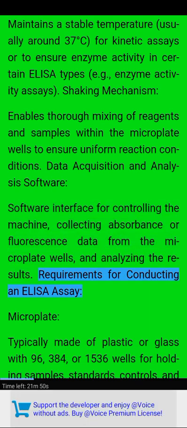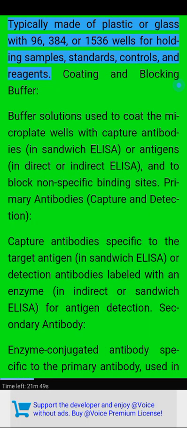Requirements for conducting an ELISA assay. Microplate. Typically made of plastic or glass with 96, 384, or 1536 wells for holding samples, standards, controls, and reagents. Coating and blocking buffer. Buffer solutions used to coat the microplate wells with capture antibodies in sandwich ELISA or antigens in direct or indirect ELISA and to block non-specific binding sites. Primary antibodies capture and detection. Capture antibodies specific to the target antigen in sandwich ELISA or detection antibodies labeled with an enzyme in indirect or sandwich ELISA for antigen detection.